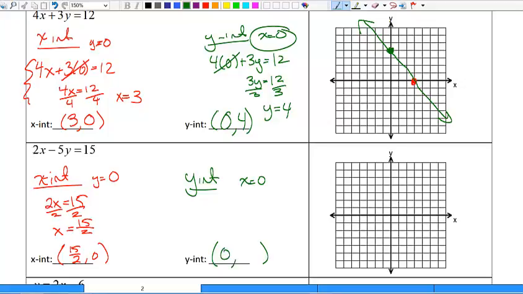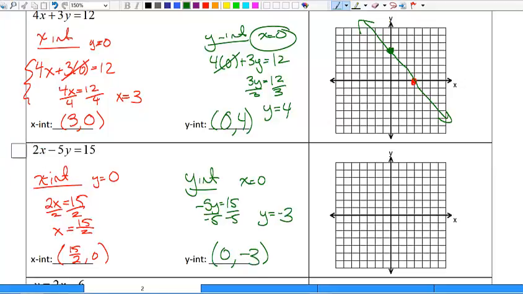So you would put your finger over the x term because 2 times 0 is 0. And then we have negative 5y equals 15. Divide that in your head and you can get negative 3. Now if you can't do that in your head, you're welcome to write it all out and that's fine. But I'm just trying to save some of you some time if you're able to do that.